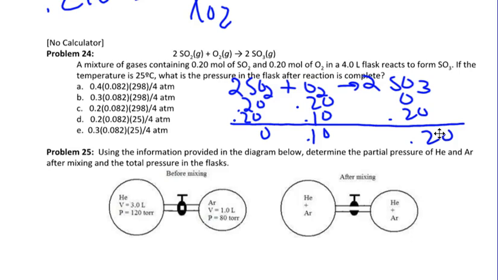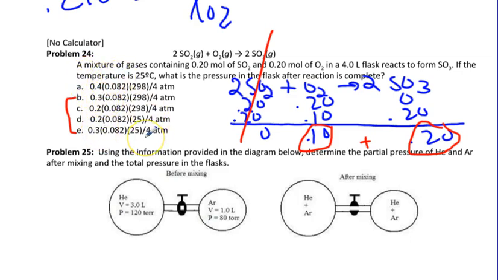So what is in my container? None of this. Hang on, let me get a pen going. All right, so I have none of this. I have 0.10 moles of oxygen floating around, and I have 0.20 moles of sulfur trioxide floating around. So how many moles of gas do I have there together? Looks like 0.3 moles. So I'm really looking at B or E. The other ones don't have the 0.3 moles.